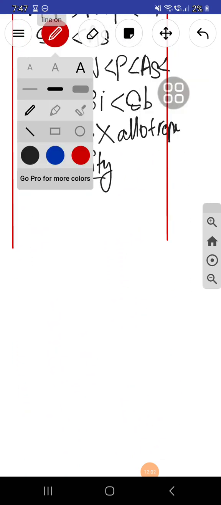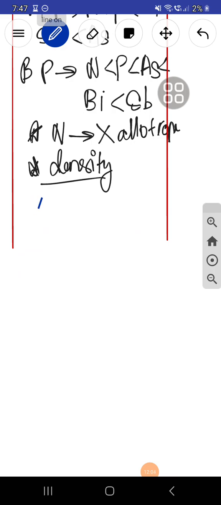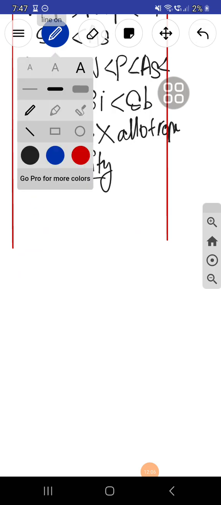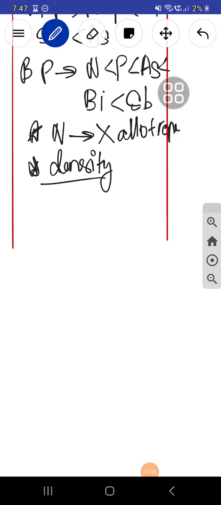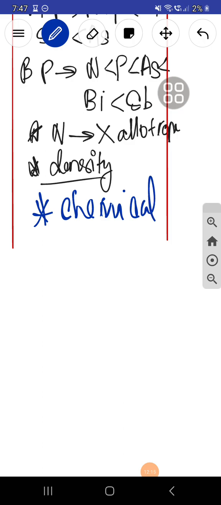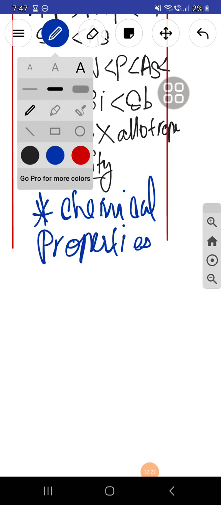The next thing we are going to learn is its chemical properties. In chemical properties, what we have to learn is its common oxidation states.